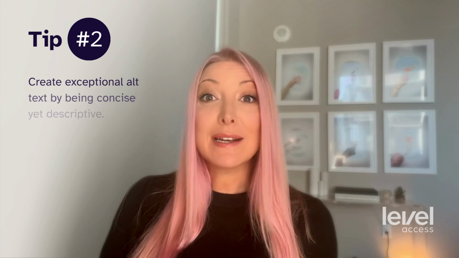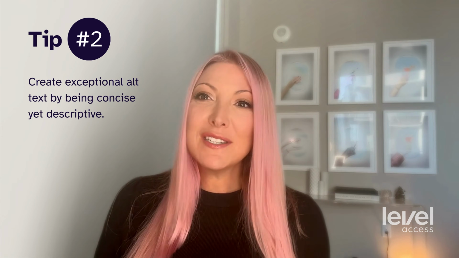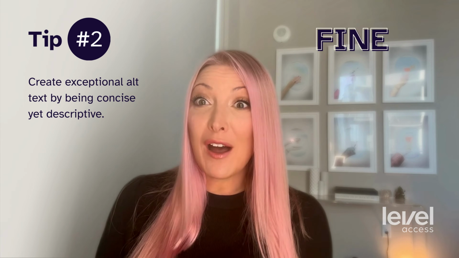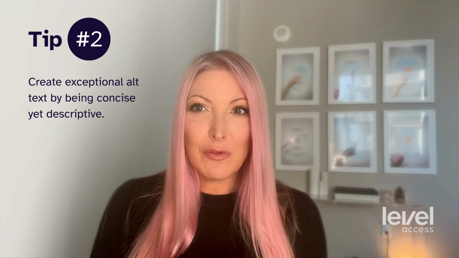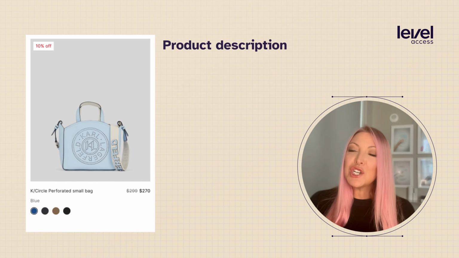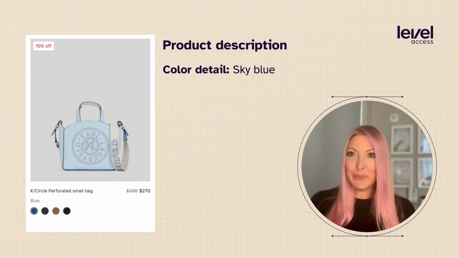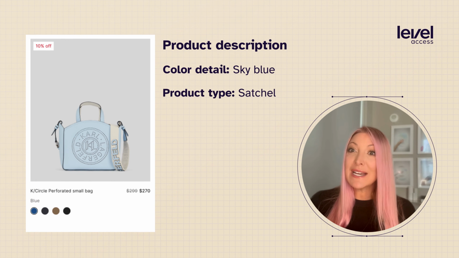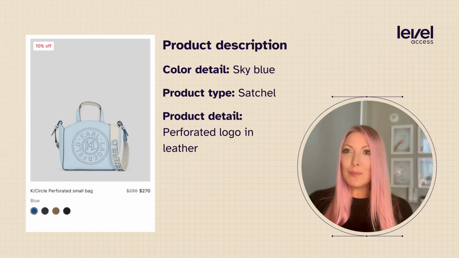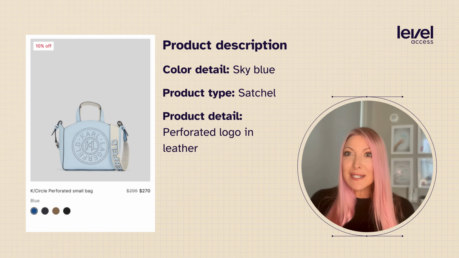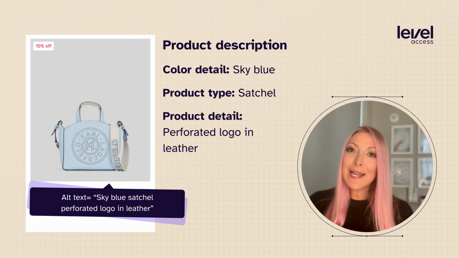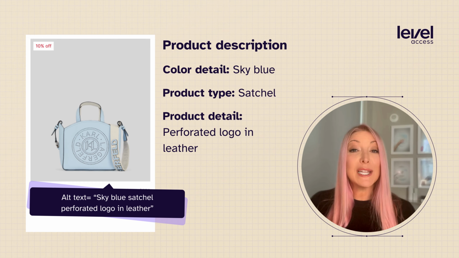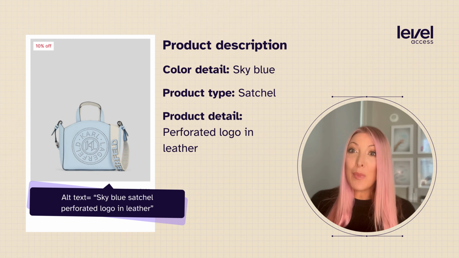Tip number 2, exceptional alt text. Have you considered how you can take alt text from fine to fabulous? What if I really considered how I could more meaningfully describe the product? What shade of blue is it? Sky blue. Also, I noticed that this product has texture to it. This might be something the customer really enjoys or dislikes in their products. If the alt text on this product said sky blue satchel with perforated leather, this would give the customer a much better sense of the product and its details.